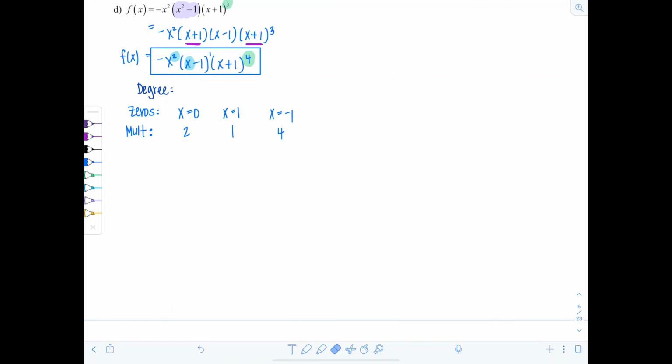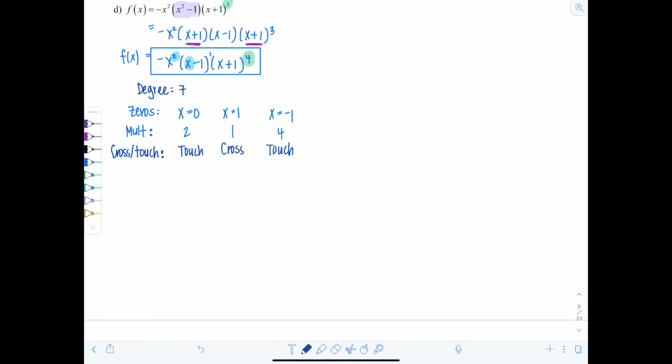Now let's determine if it's going to cross or touch the x-axis. So cross or touch. If the multiplicity is even, it touches. If the multiplicity is odd, it crosses. So touch, cross, touch.